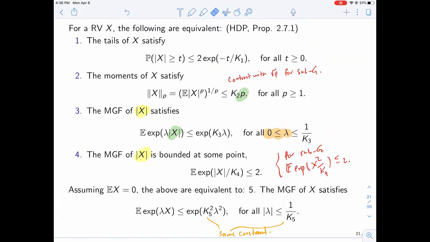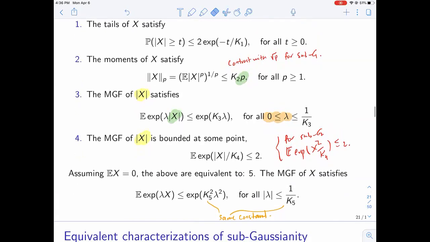Right. So if you want to verify using any of these, one up to four, then you don't need to subtract the mean. But if you want to verify it using this one and the mean is non-zero, this in general is not going to hold. So you subtract the mean and then verify it for that. So only the fifth one requires the mean to be zero? Yes, for it to be equivalent to sub-Gaussian. Got other questions?